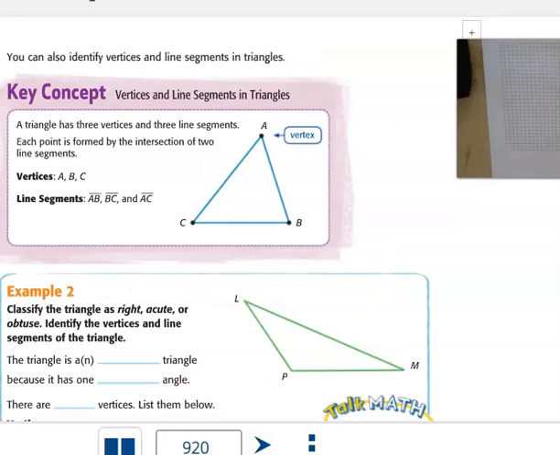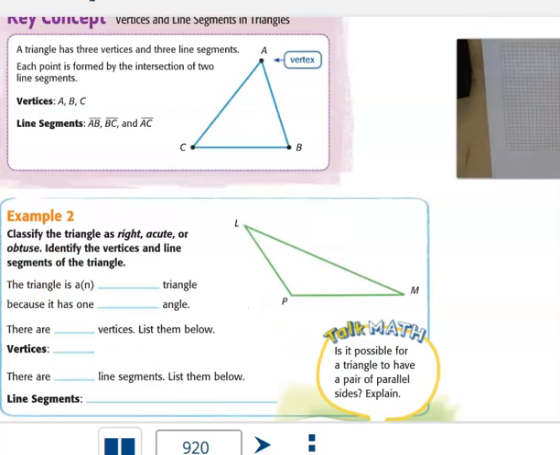Okay, so now that we've learned about identifying triangles by their angles, we're going to identify them by their vertices and line segments. So a triangle has 3 vertices, hence triangle, 3 vertices, and 3 line segments, 1, 2, 3. Each point is formed by the intersection of 2 line segments. Vertices A, B, C are shown here. Line segments AB, BC, and AC.